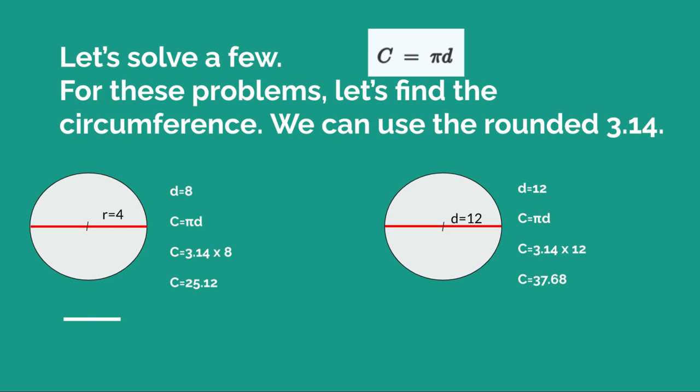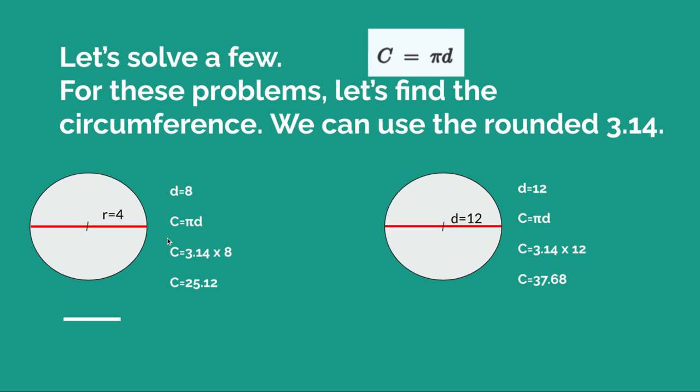Let's solve a few problems together. For these problems, let's find the circumference. We can use the rounded 3.14. So we know the formula is C equals pi d. The radius of this circle is 4. And we know that the radius is half the diameter. So we have to double 4. So the diameter is 8.